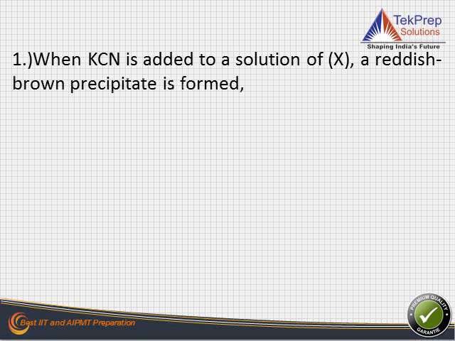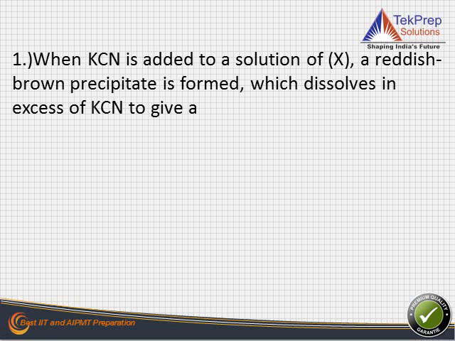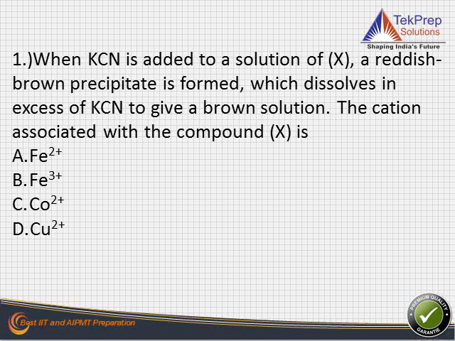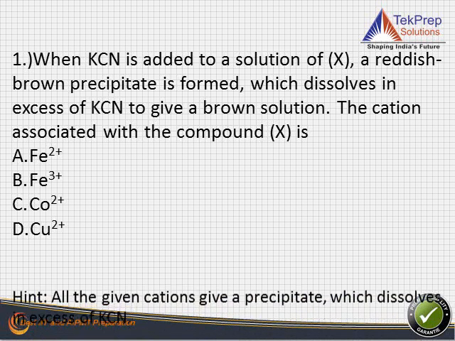Let's look at potassium cyanide. When it is added to a solution X, it should give a reddish brown precipitate, and when more of it is added, it should form a brown solution. So you have to identify which is the cation associated with the compound X. Is it iron 2, cobalt, or copper?